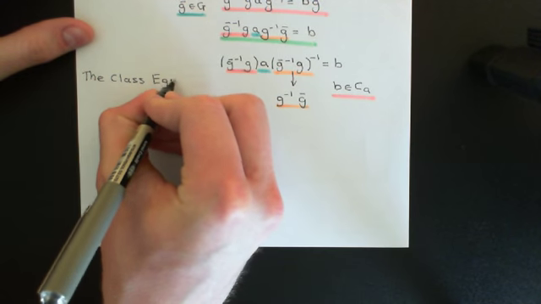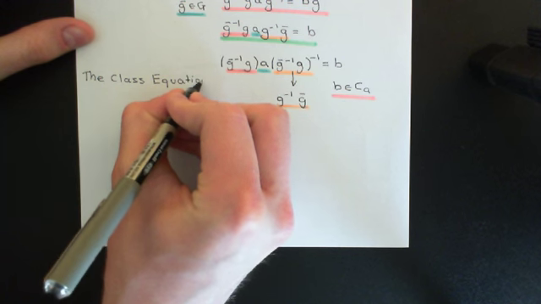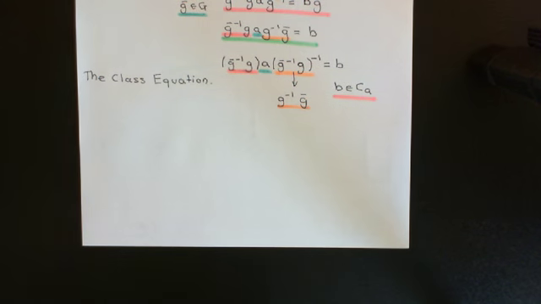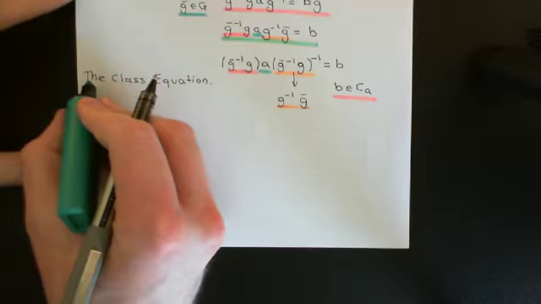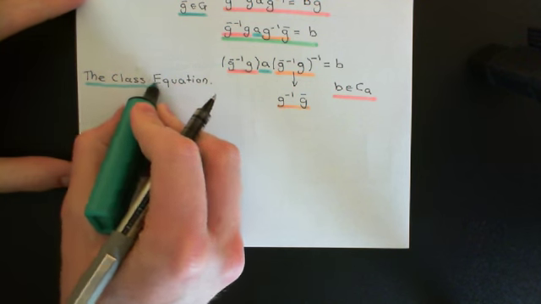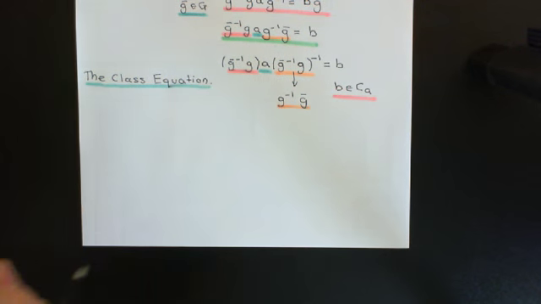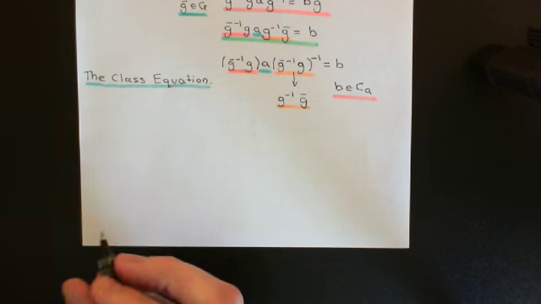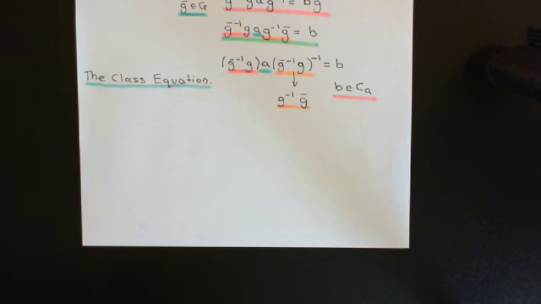Now the class equation applies for finite groups, and basically it is an equation that involves the order of the group, which is why we need to be working with finite groups, so groups that have only a finite number of elements, a finite order. Basically what the class equation is going to do is literally just say that the order of the group is the same as the order of all of the conjugacy classes added together.